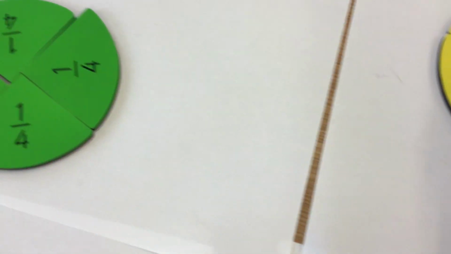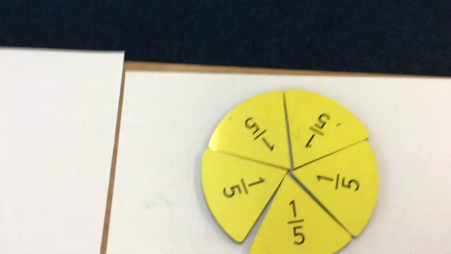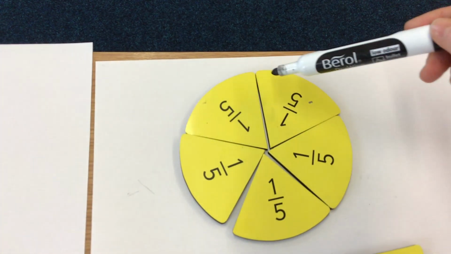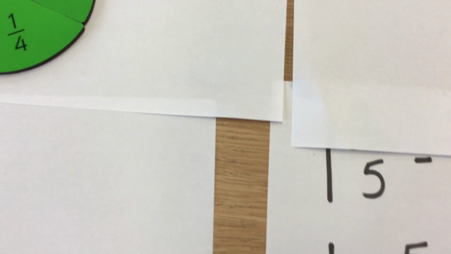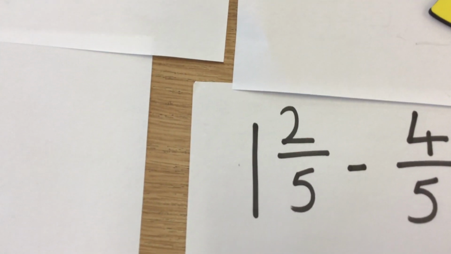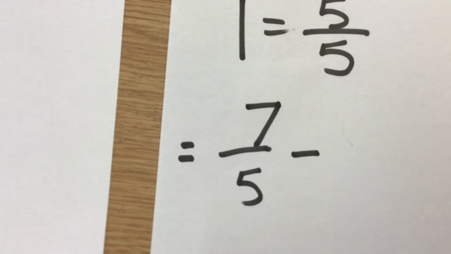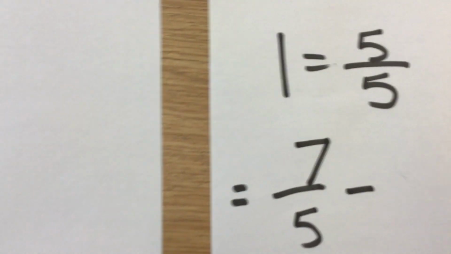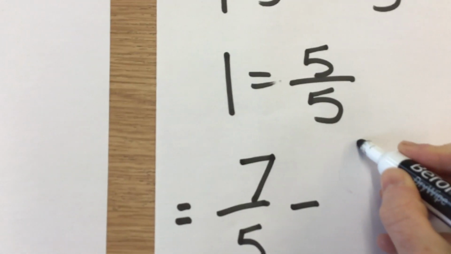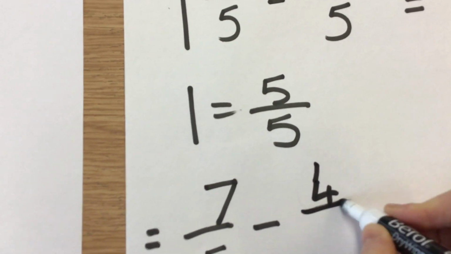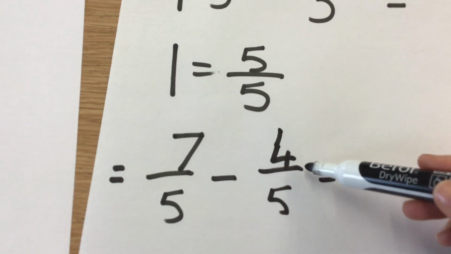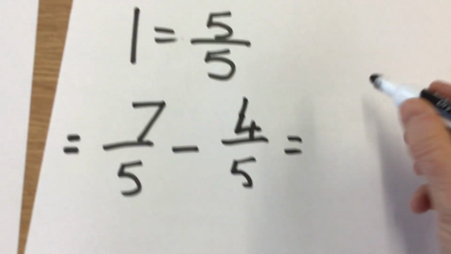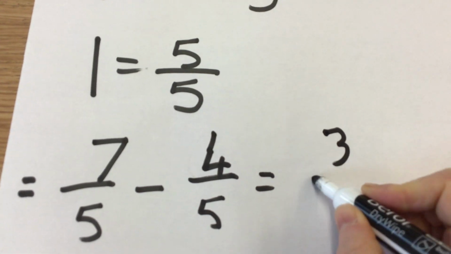And you can see, just going back to my practical one at the top, yeah, 7/5. 1, 2, 3, 4, 5, 6, 7. My 1 whole and 2/5 is the same as 7/5. And now I've got 7/5, I can subtract 4/5. 7/5 subtract 4/5 is going to give me 3/5.